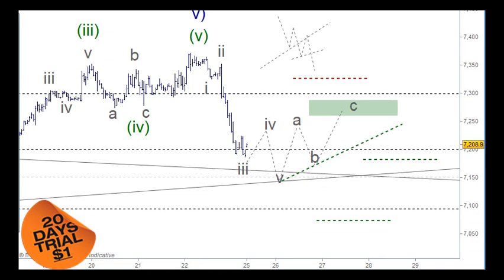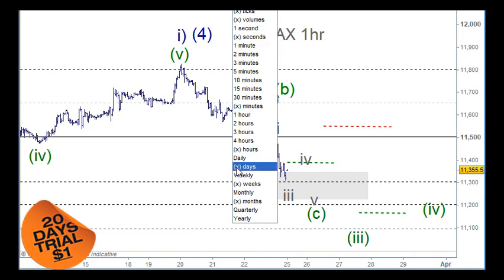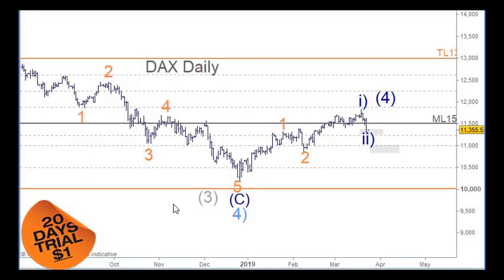So for the German DAX here, if we just go back to the daily chart for a moment.